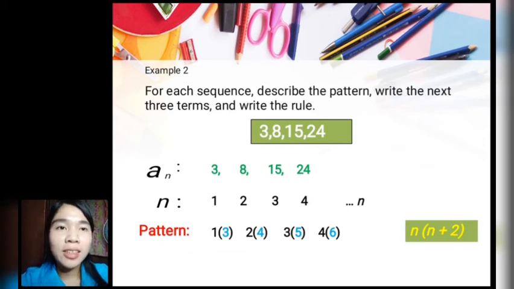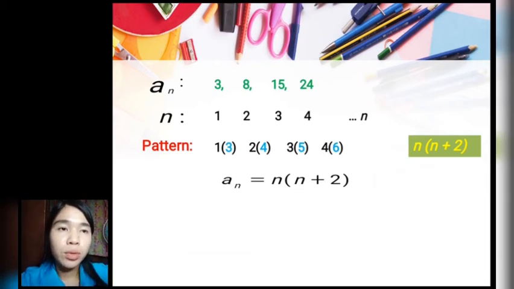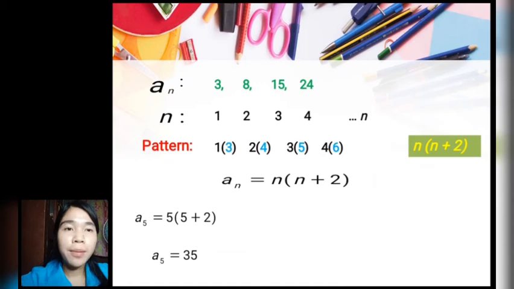So after getting the pattern, which is n times n plus 2, let's now proceed to the second problem, which is write the next three terms. Okay, so we have here now the pattern, which is a sub n is equal to n times n plus 2. So that is now our formula to be used. So let's have the next fifth term, which is a sub 5 is equal to 5 times 5 plus 2. Okay, so now let's simplify the equation. So 5 plus 2 is equal to 7, then multiplied by 5 to become 35.